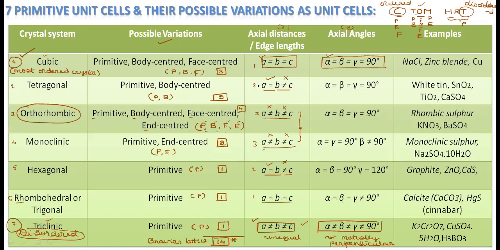So 1, all are equal. 2, the first 2 are equal, the third is not equal. Next 3, all the 3 are unequal. Next again 3, all the 3 are unequal. 2, 2 are equal, 1 is unequal. 1 indicates all are equal. So the 1, 2, 3 order is repeated as 3, 2, 1 for the next 3 cubic systems. Hope that will be the easiest way to remember the edge lengths.